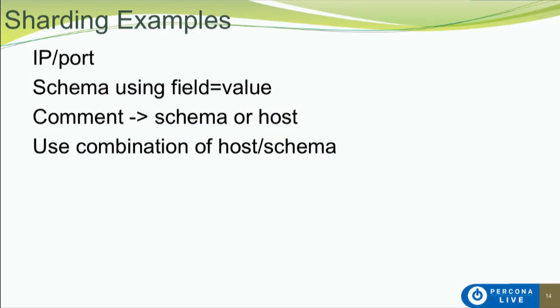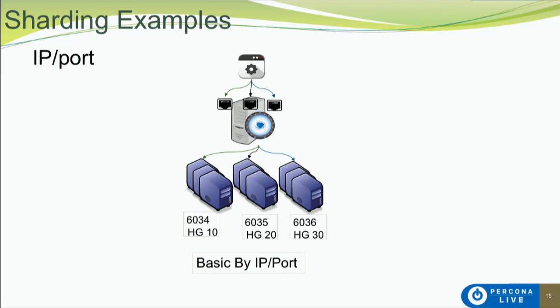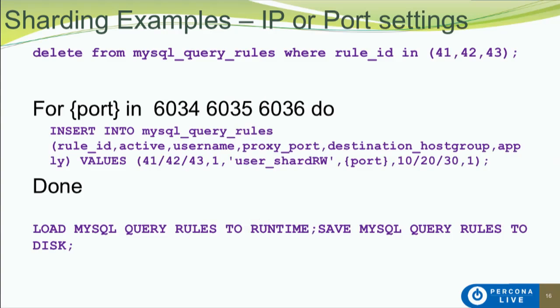Okay. So example, as I said, by port, by schema and a field value, and by comment. So what will happen here is that we will have this scenario. And to achieve that, it's very simple. What we will do is just create 3 query rules. The 3 query rules are done by a standard SQL insert. And what we will do is port 6034, port 6035, and 6036.